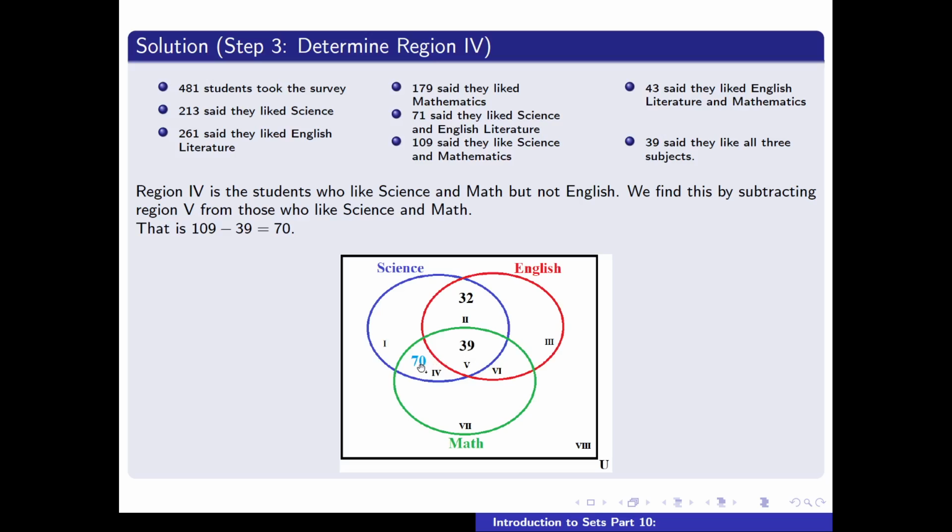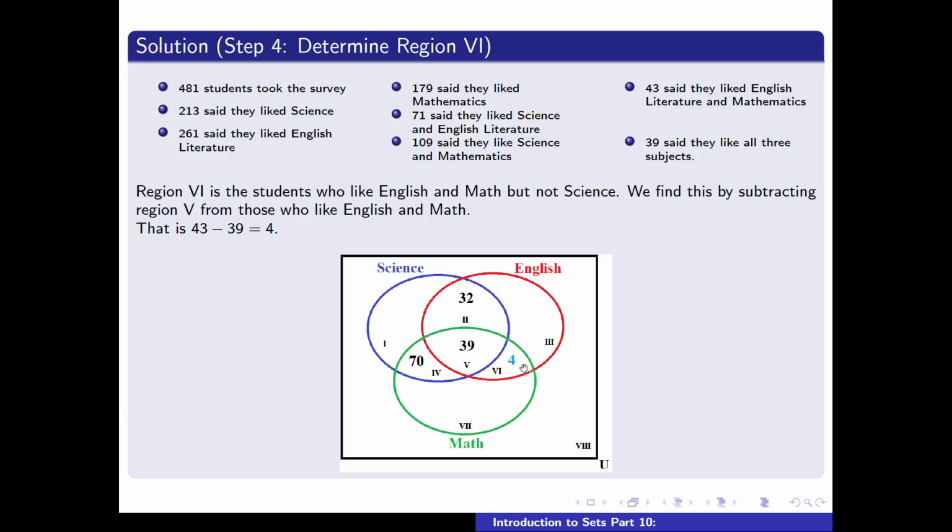Because remember, the sum of these two cardinalities has to equal the cardinality of the intersection of science and math, which are these two regions. So 109 minus the 39 is equal to 70. So there are 70 students that like only science and math. So that's 70 students in region 4.